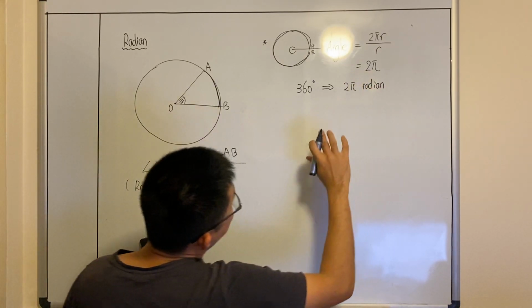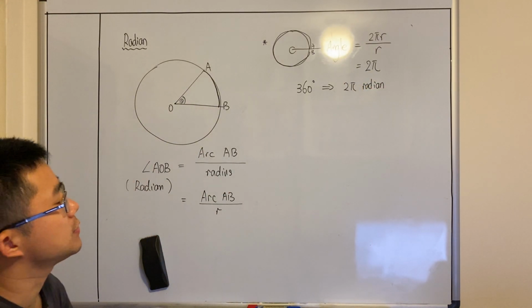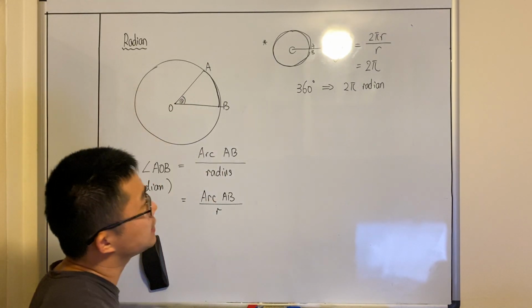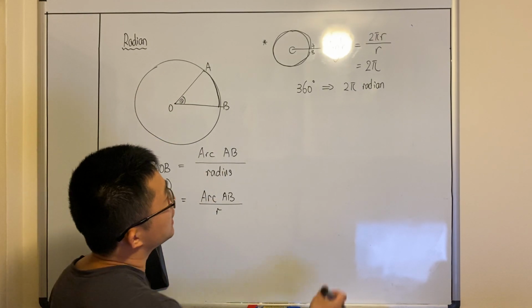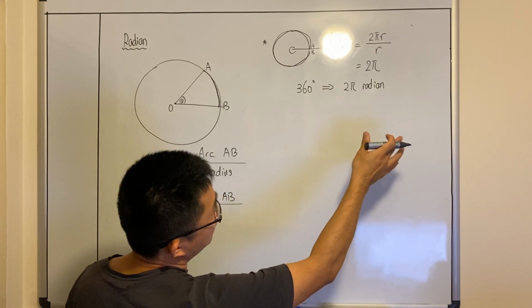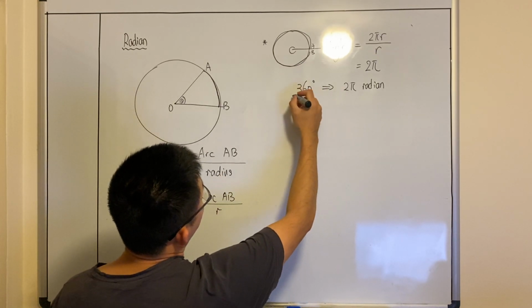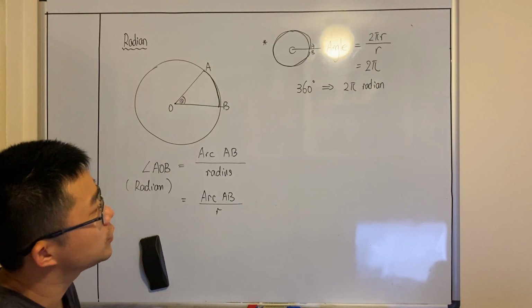Now please remember they're not equal to each other, all right? 2 pi is roughly equal to 6 point something. But 360 degrees is different to 6.28. So that's different. It's just equivalent. All right, 360 degrees is equivalent to 2 pi.